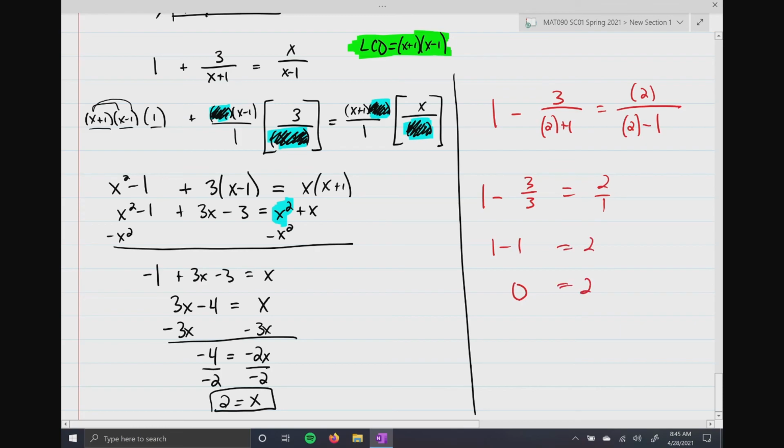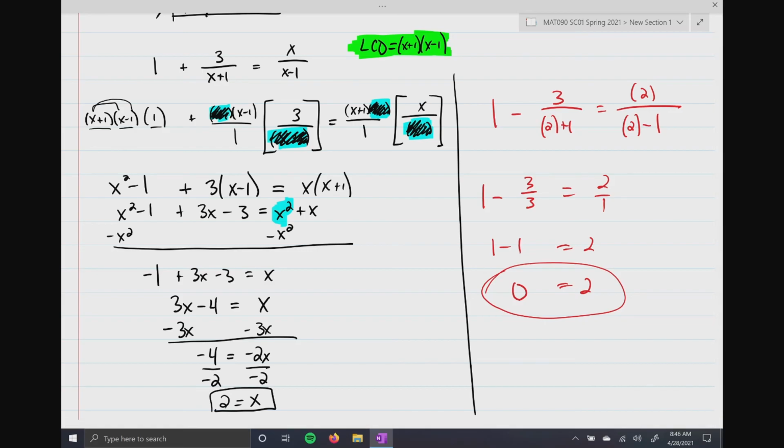Uh-oh. Did we make a math mistake somewhere? Because I'm not getting the same thing on the left and right sides. Oh, no. My math is correct. Did I make a math mistake somewhere? Because if I'm telling you, I had to have.